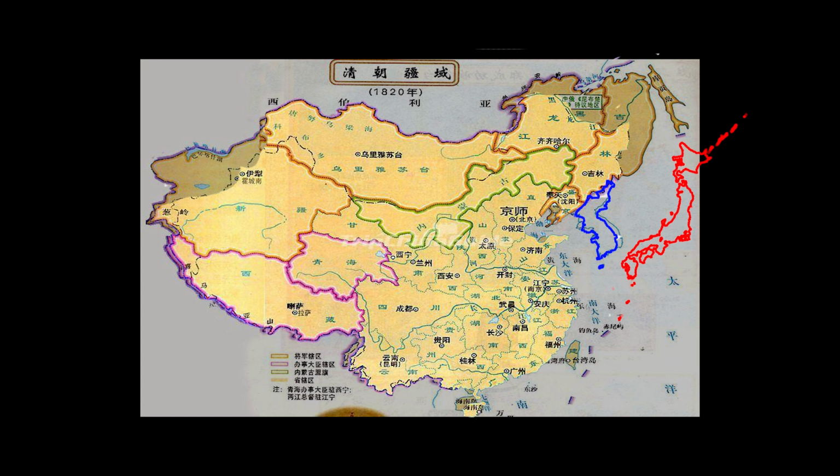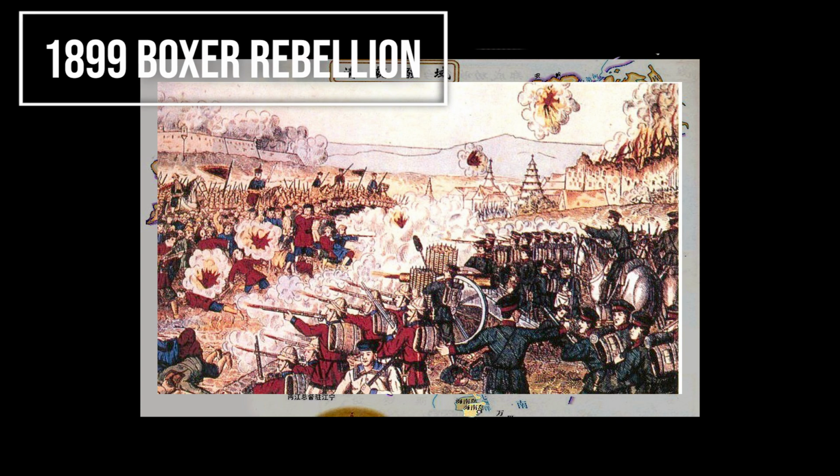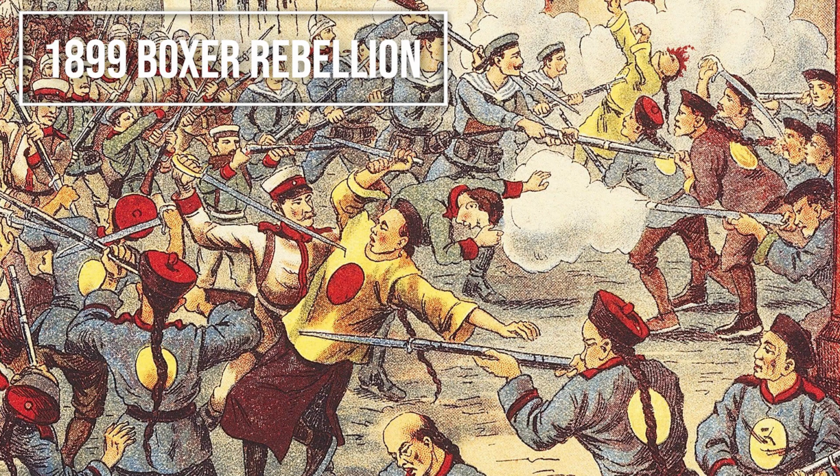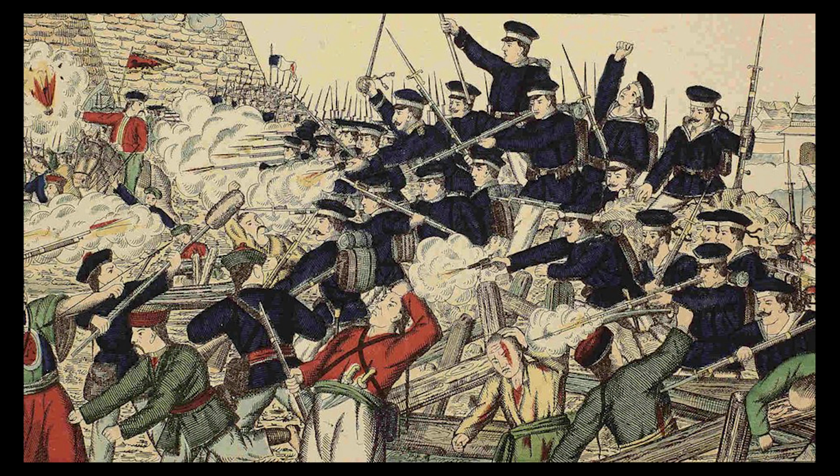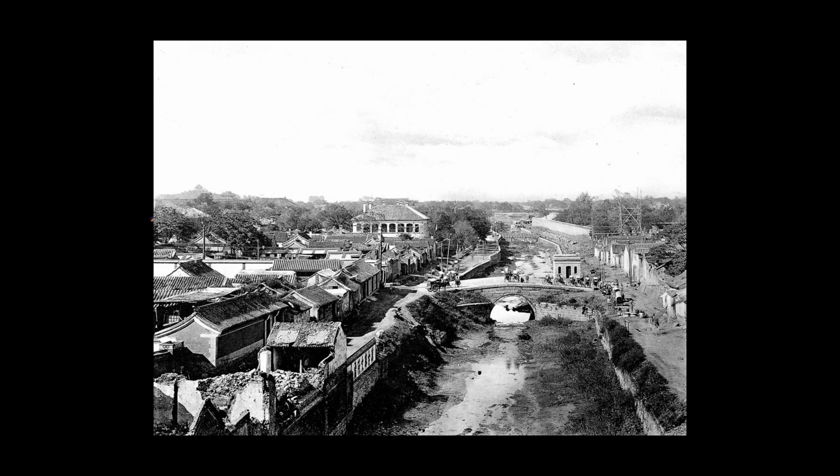Between 1899 and 1901, anti-foreign boxers killed many Chinese Christians and foreign missionaries. This movement was popularly known as the Boxer Rebellion. Diplomats, missionaries, soldiers, and some Chinese Christians took refuge in the diplomatic legation quarters.